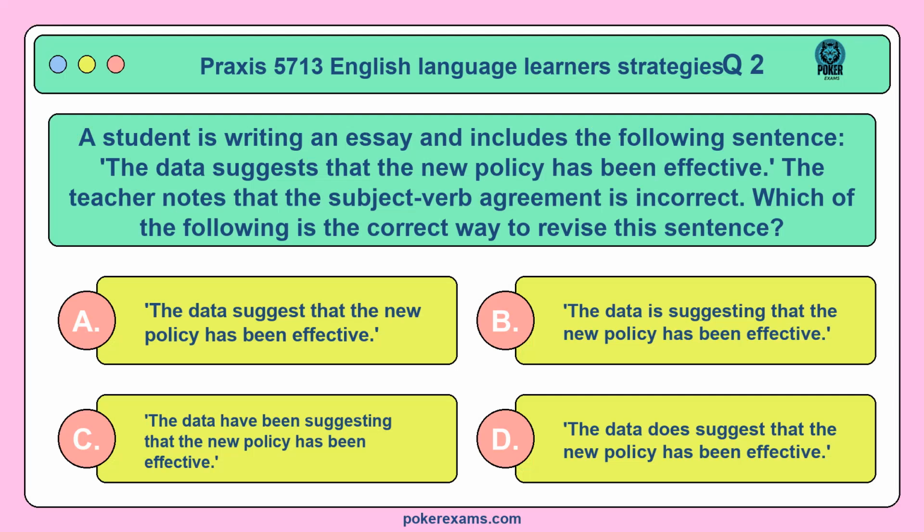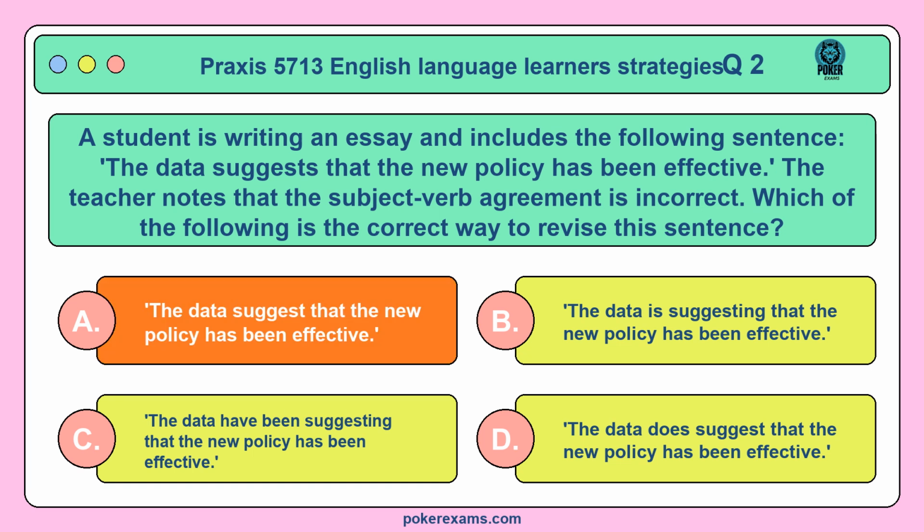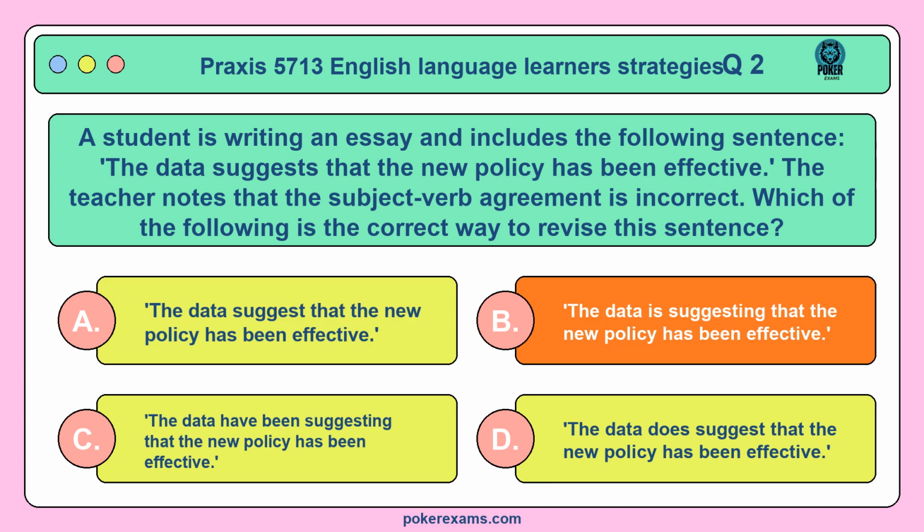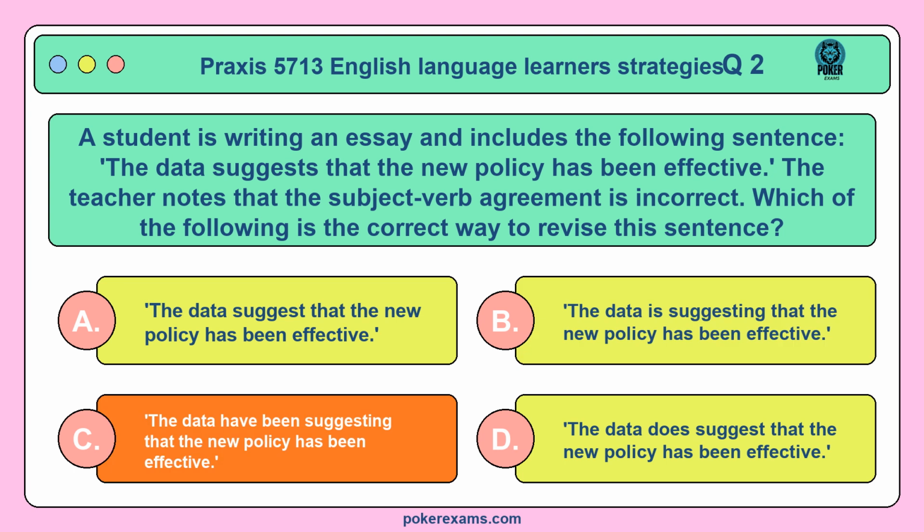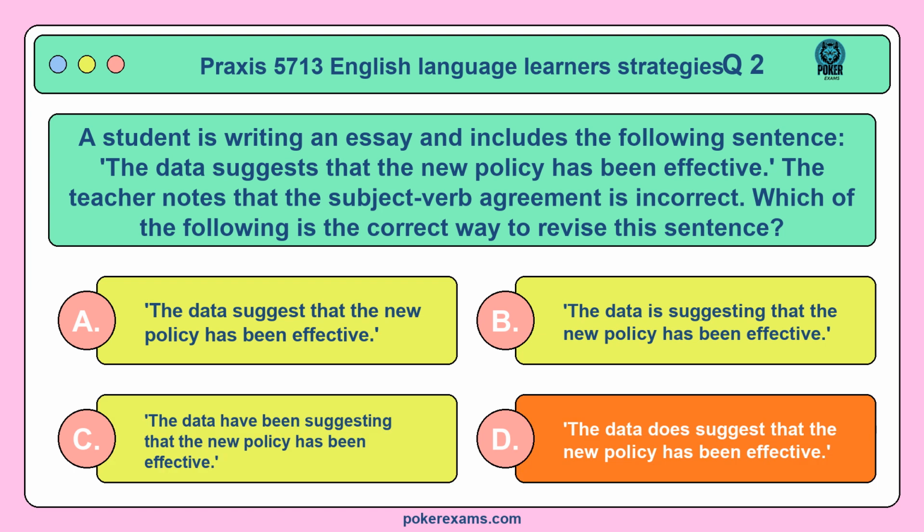Question 2. A student is writing an essay and includes the following sentence. The data suggests that the new policy has been effective. The teacher notes that the subject-verb agreement is incorrect. Which of the following is the correct way to revise this sentence? Option A. The data suggests that the new policy has been effective. B. The data is suggesting that the new policy has been effective. C. The data have been suggesting that the new policy has been effective. Or D. The data does suggest that the new policy has been effective.